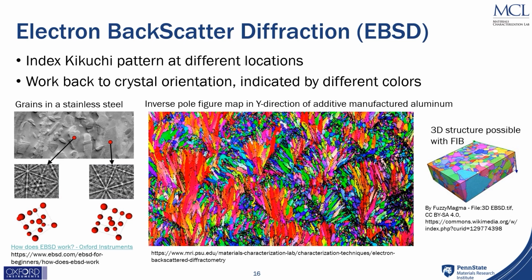The software then colorizes each of these different orientations with a different color, and so you can see the range of orientations very easily by eye. Just to give a slightly more concrete idea of what's going on here, if you look on the left, this is grains in stainless steel. So in the first dot there, you get one Kikuchi pattern. The second dot, you get a different one. These correspond to two different orientations, and then this is what gets colorized in the image in the middle.